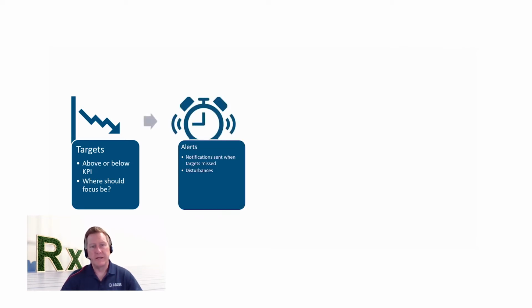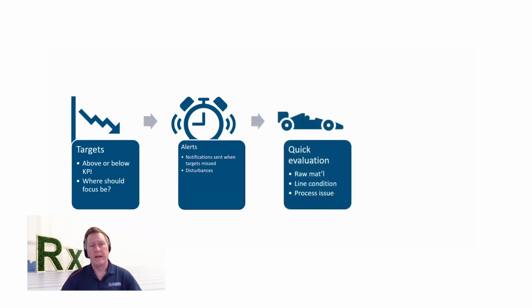With MillSIGHTS, we've got the ability to set alarms and notifications when targets are missed, or maybe if disturbances occur. With this quick alarming, we can then evaluate the problem in a fast manner. Is it an issue potentially with raw material? Maybe it's some line condition problem, maybe there's a process issue. Either way, you as the end user have the ability to quickly evaluate the problem and react to it.